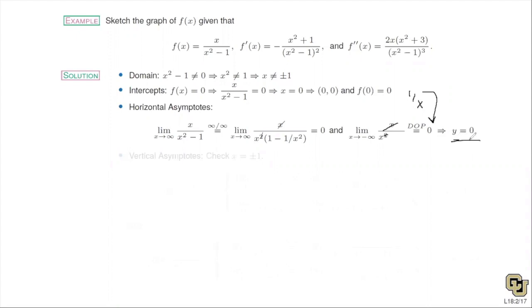Anyway, both limits are 0 by dominance of powers, so the conclusion is the x-axis, y equal to 0, is a horizontal asymptote. So the tails of our function, as x goes to the right or to the left, will approach the x-axis.